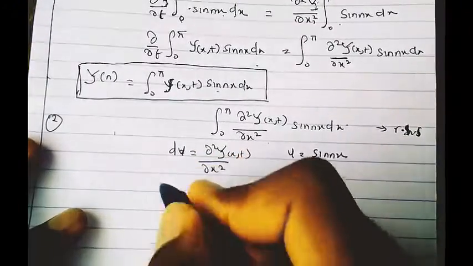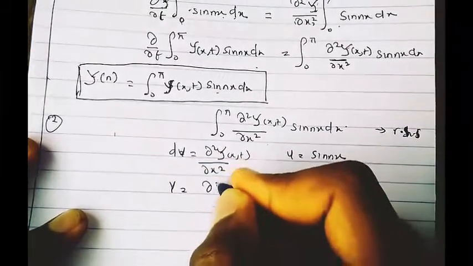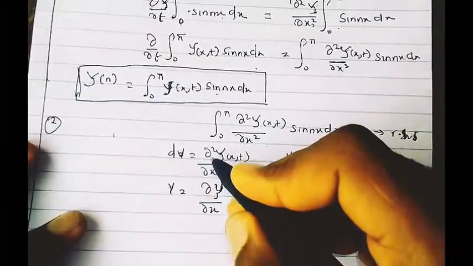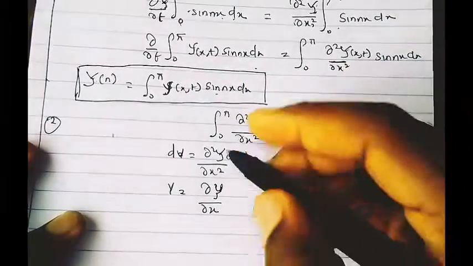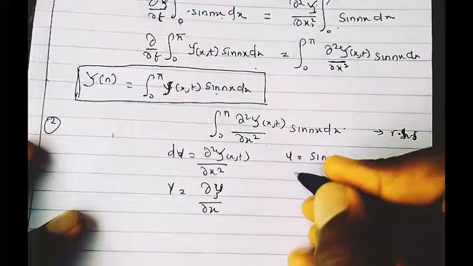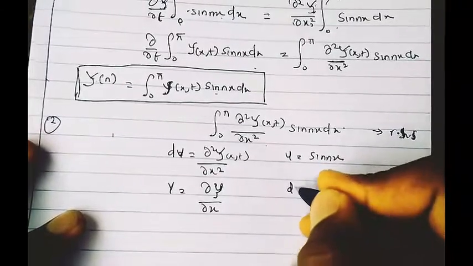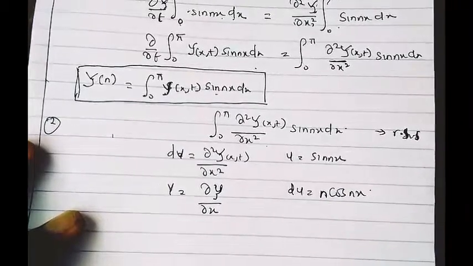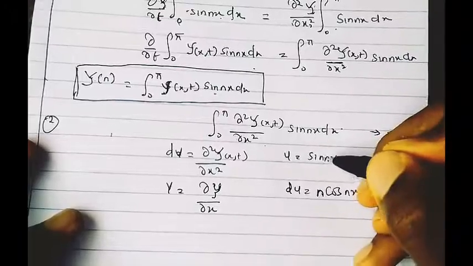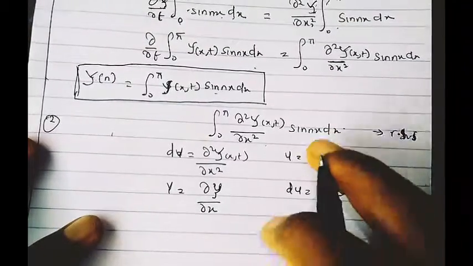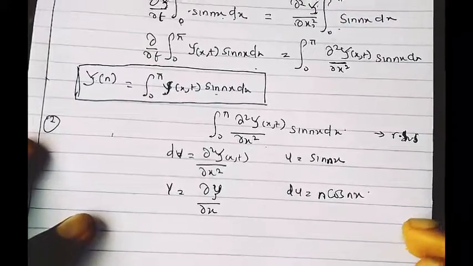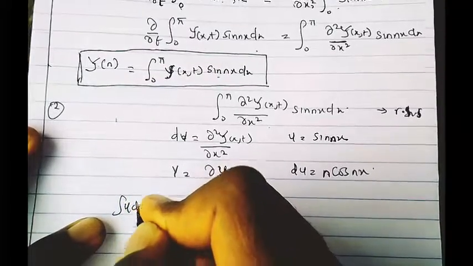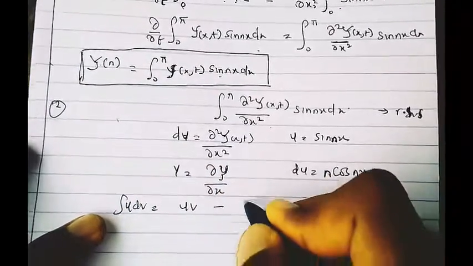So integrating the v, so v will be left with just this dy dx, right? When I integrate a second order derivative, I'll just be left with first order. So differentiating my u now, so this will be du equals n cos nx, right? When I differentiate u, this is sine nx, so n will multiply the function I'm differentiating, then differentiating sine, I have cos. So applying to my integration by parts formula, which is integral u dv is equal to uv minus integral v du.